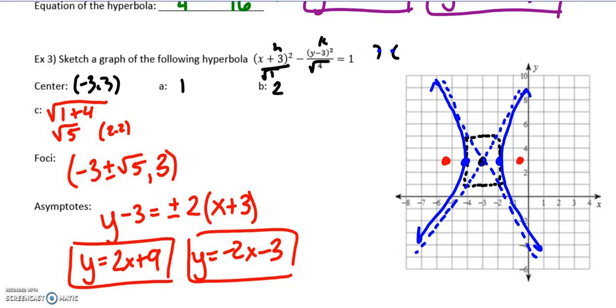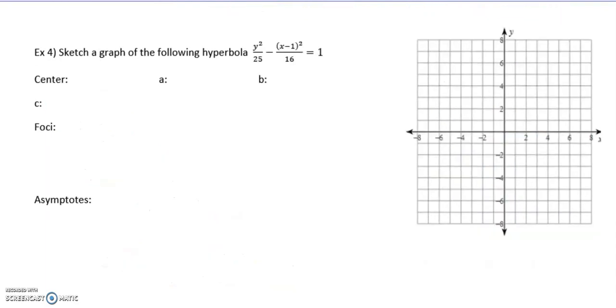Lastly, I'm just going to jump over, hit example 4 really quickly. I only have about 3.5 minutes, so I'm going to move a little bit faster. My center is at, now notice, since y is first, this is opening up, down. So this is 8, and that's k. Don't just go in the order that we've been going in the whole time. Be careful about that. So it's 1, 0. A is the square root of the one with x. It's 4. B is the square root of the one with y, so it's 5.